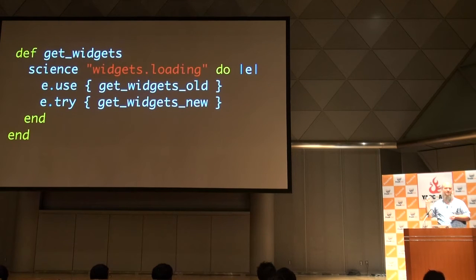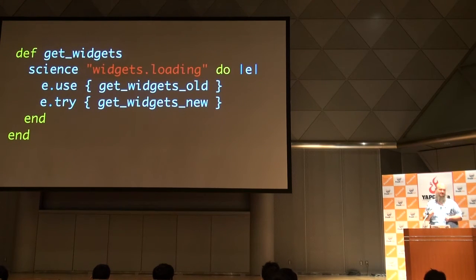Those two methods will both be run, and you can configure percentages and stuff like that. But the important part is that the two methods will both be run. What comes from e.use, the control candidate, will always happen. That's what the user will see. If an error is raised, an error will be raised. If something breaks, something will break. But it's the old results. You haven't changed behavior.